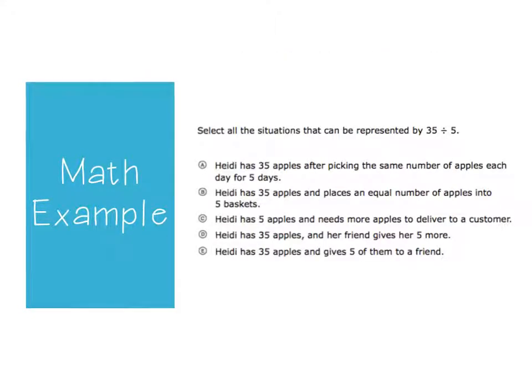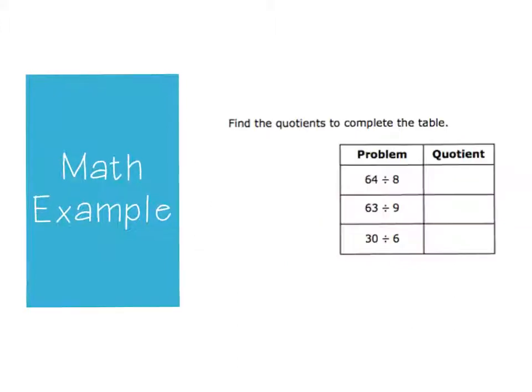Here's another one that says select all the situations that can be represented by 35 divided by 5. Students would basically have to read all 5 of those and determine which ones. Could be 1, could be 2, it could be all of them, and that are represented by that situation. For this question, students would just determine the quotients of each of them and then write the correct answer in the blank part of the box under where the word quotient is.